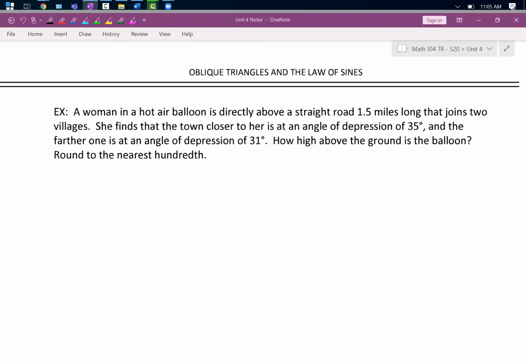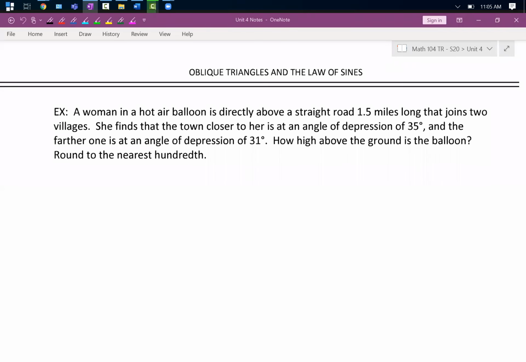So we're working on law of sines, just a couple more applications here. A woman in a hot air balloon is directly above a straight road 1.5 miles long that joins 2 villages. She finds that the town closer to her is at an angle of depression of 35 degrees, and the farther one is at an angle of depression of 31 degrees. How high above the ground is the balloon? We'll round our answer to the nearest hundredth.